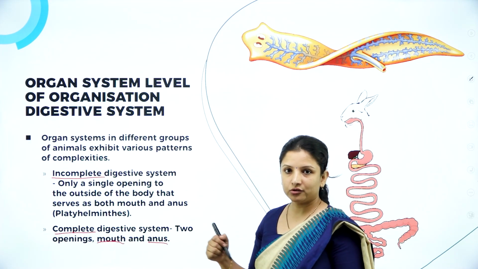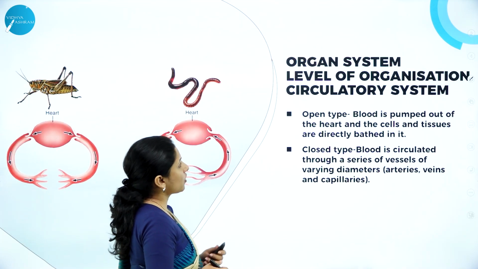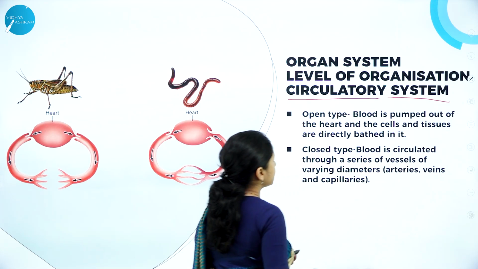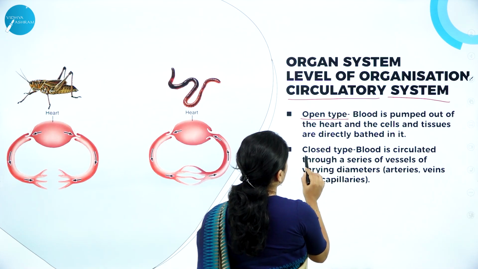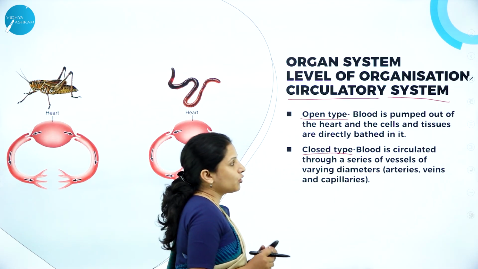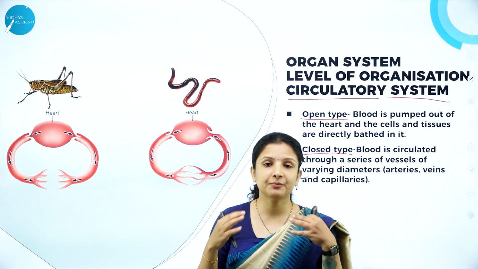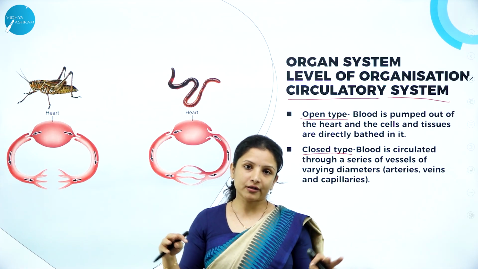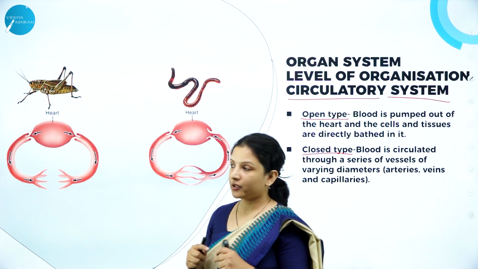So based on this also classification is done. Next, talking about the circulatory system. In the circulatory system, there are two types again, open type and closed type. Open type circulatory system means the blood is pumped out of the heart directly, and all the organs that are there are bathed in that particular blood.